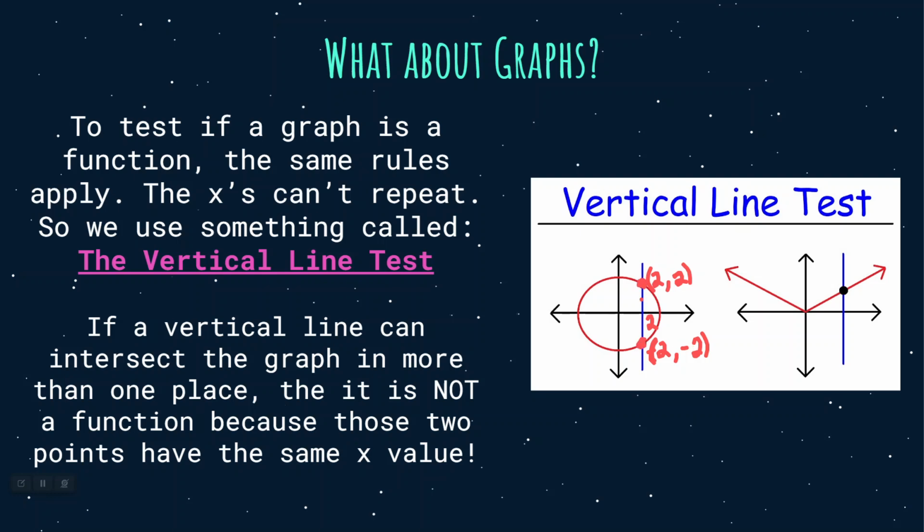The x value is repeated here. That has 2, 2 as its ordered pair, so the x value is 2. This has 2, -2 as its ordered pair, so the x value is still 2. That is not a function. It does not pass the vertical line test.